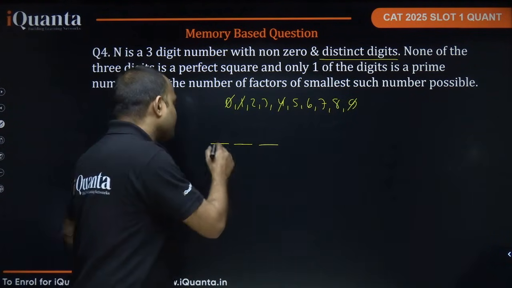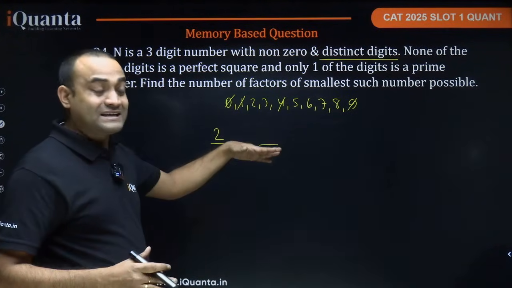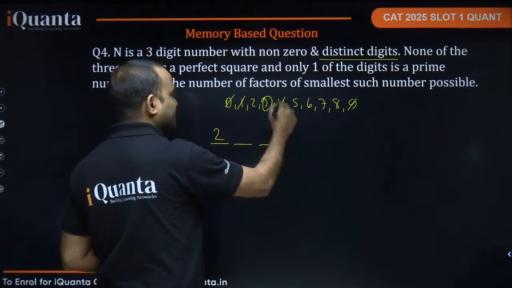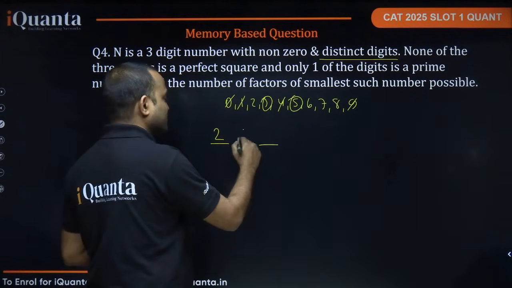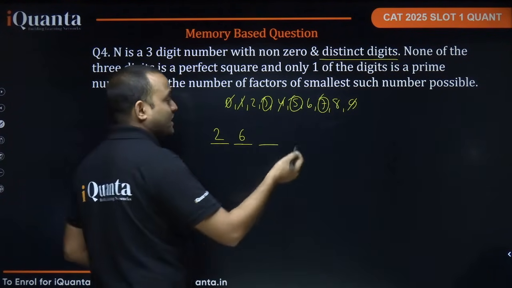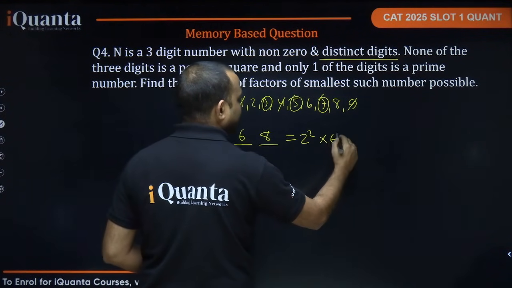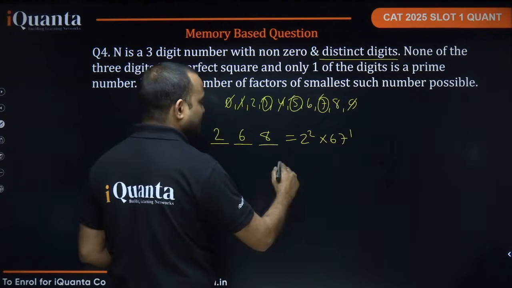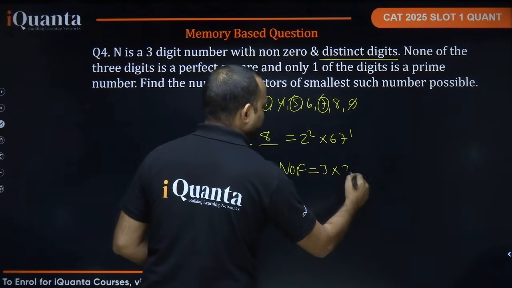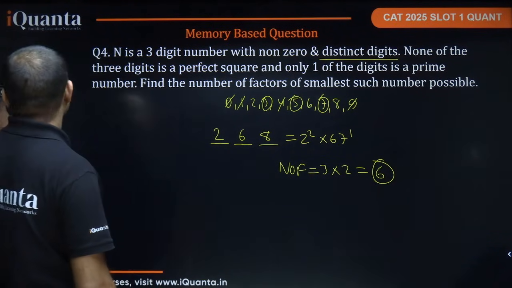So I can take 2 here, right? Doesn't make sense taking anything greater than 2. Now I cannot take any other prime digit. I cannot take 3, I cannot take 5. So next number, that is 6. Again, I cannot take 7. Only one digit is prime. So next will be 8. What is 268? That is 2 square into 67. What will be the number of factors of this number? So 2 plus 1, 3, 1 plus 1, 2. That is equal to 6. And that was the answer of this question.